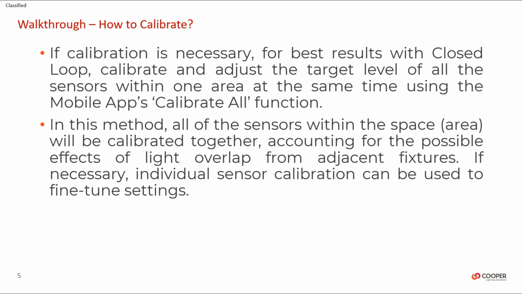Now, if calibration is necessary, for best results with closed loop, calibrate and adjust the target level of all the sensors within one area at the same time using the mobile app's Calibrate All function. In this method, all of the sensors within the space will be calibrated together, accounting for the possible effects of light overlap from adjacent fixtures. If necessary, individual sensor calibration can be used to fine-tune these settings.